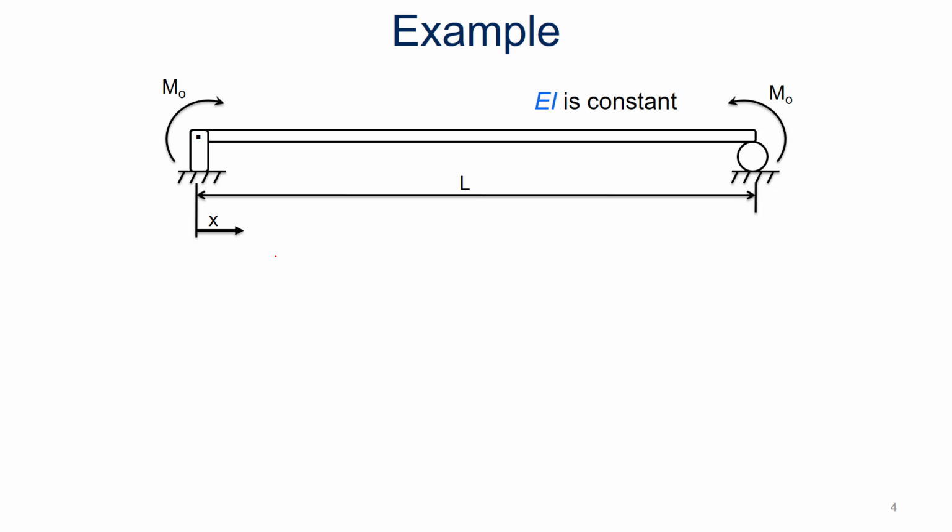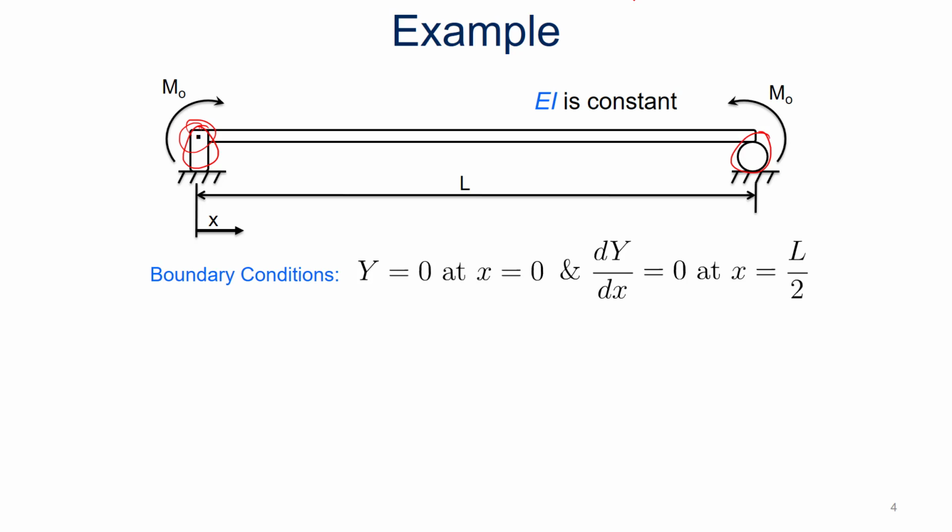So here's our example. We have a beam here, and we're going to have a locked point here, and we're going to have a rolling point here with some moment applied. So the boundary conditions are going to be no displacement in the y direction at x equals 0. So no displacement here. And there's going to be no slope change at x equals L over 2. So in the middle of this beam, you can imagine this beam bending something like this, right? The slope here in the middle is 0. So that's what the two boundary conditions are saying there.